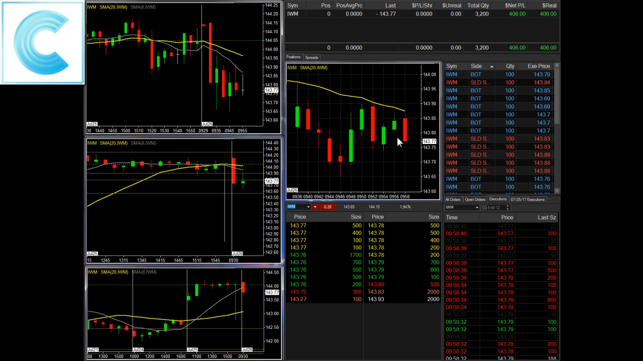Beginning to look a little bit sideways on both the 5 and the 2-minute charts. Alrighty, so I think the game plan is that if price moves its way below the low of the day, we'll consider shorting it.